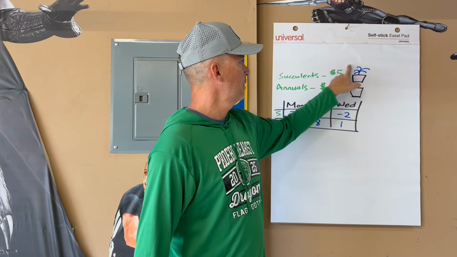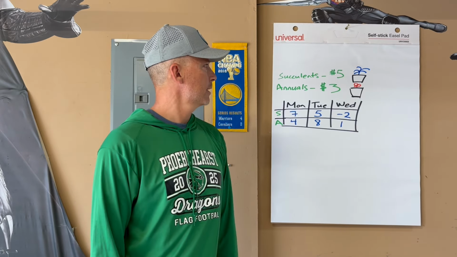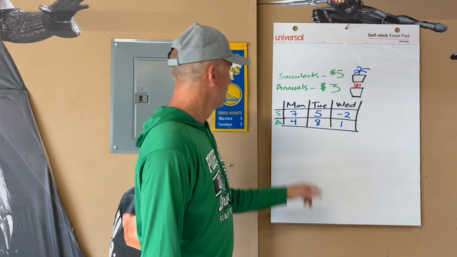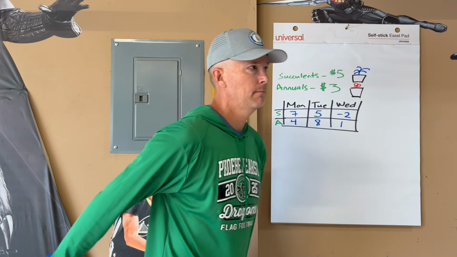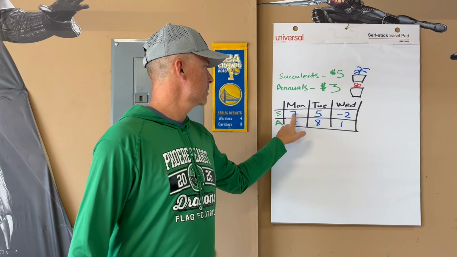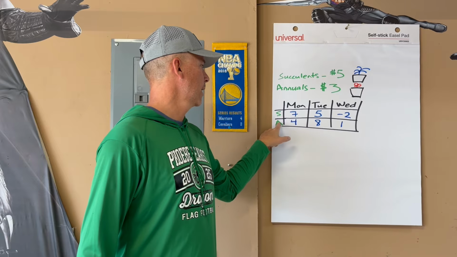$5 is what we sell these succulent little planters at. That's a pretty good deal, by the way. $3 is what we sell these annual planters at. And we want to add up how much money we make in 3 days of sales. So on Monday, we sold 7 succulents, 4 annuals.